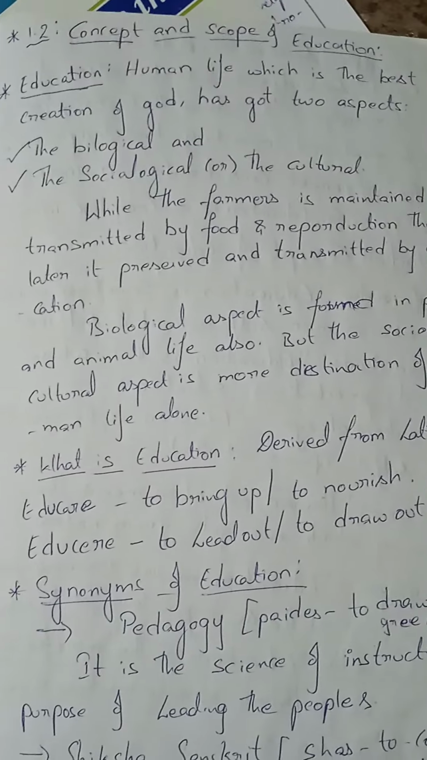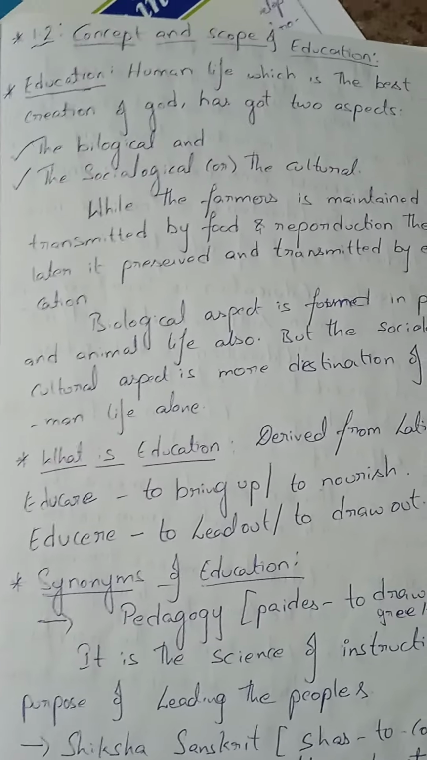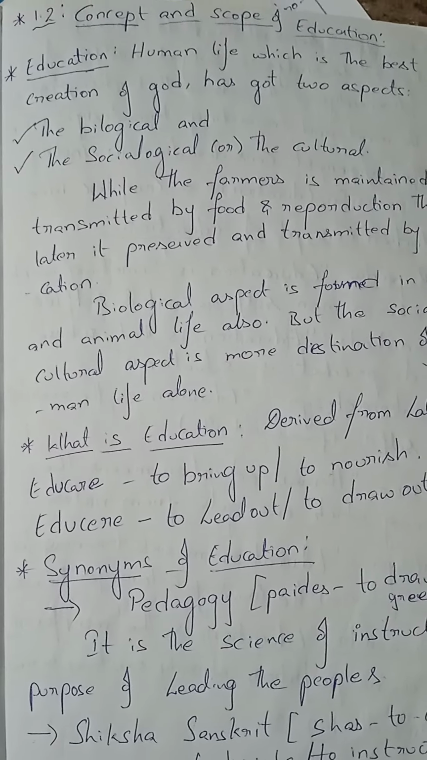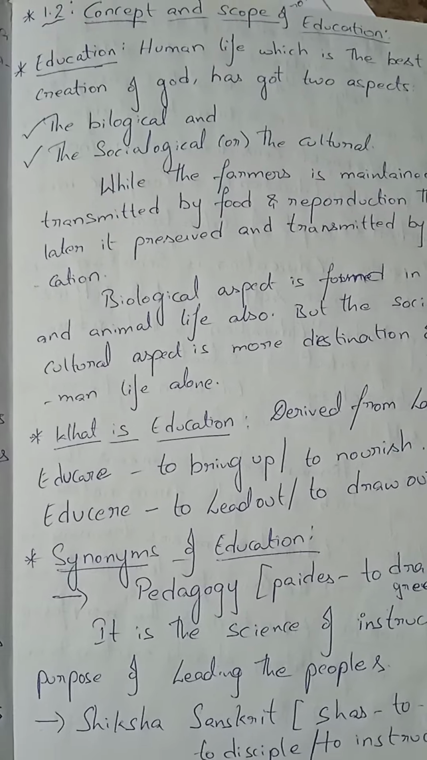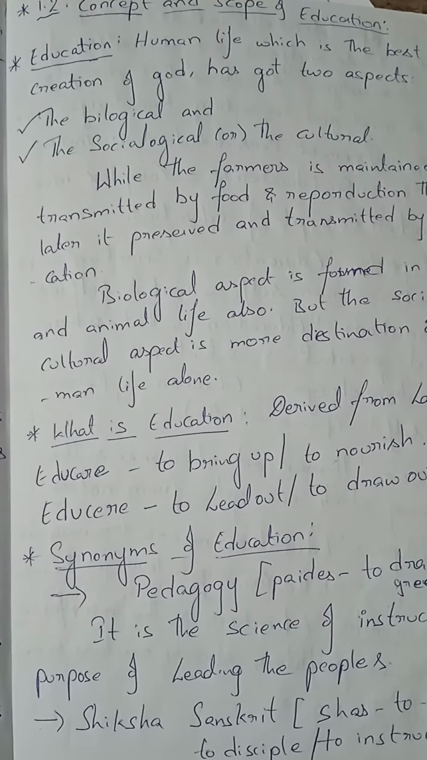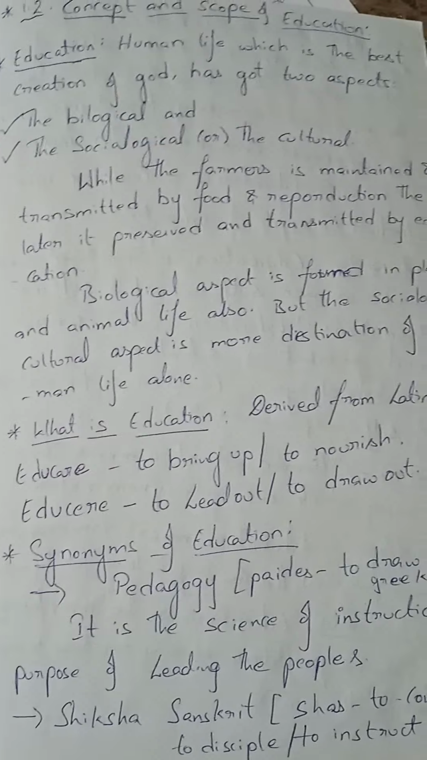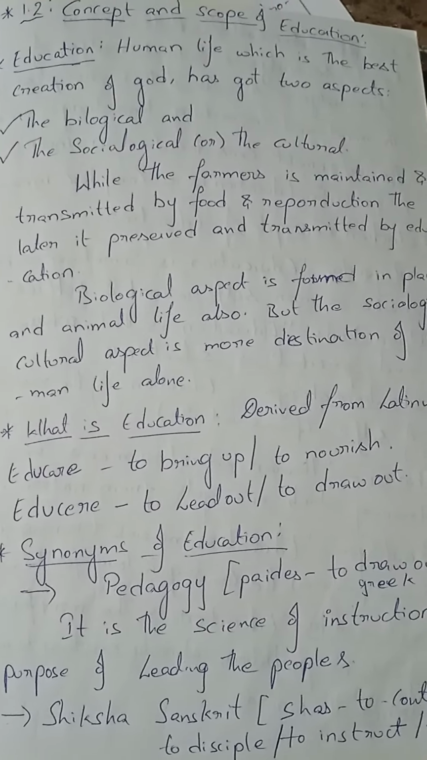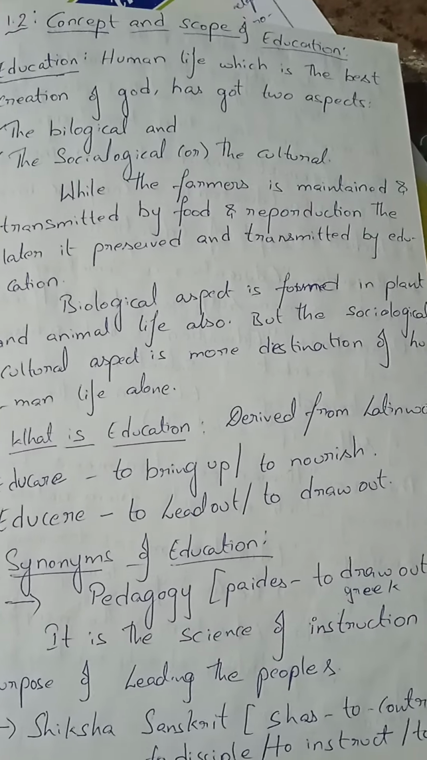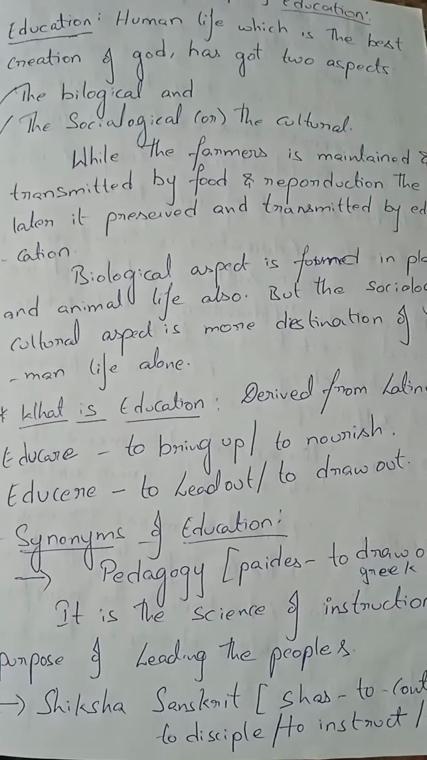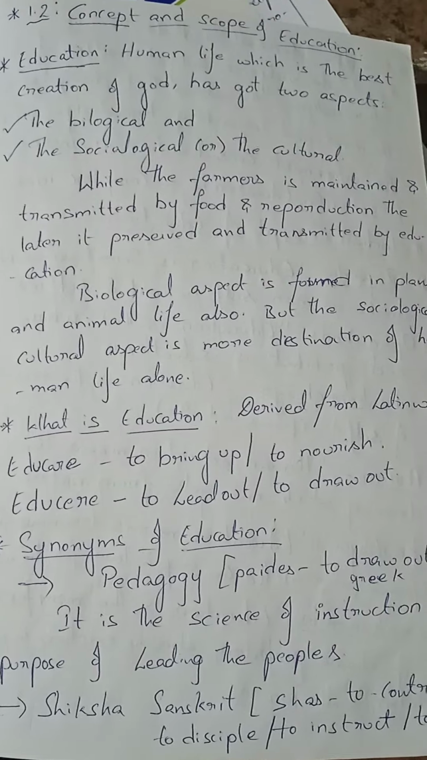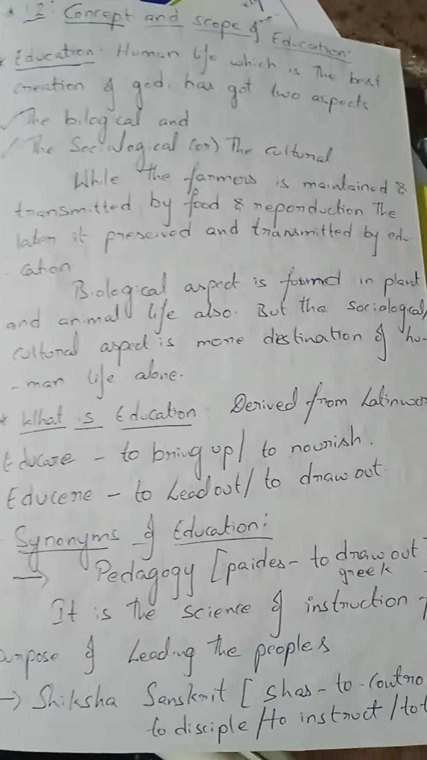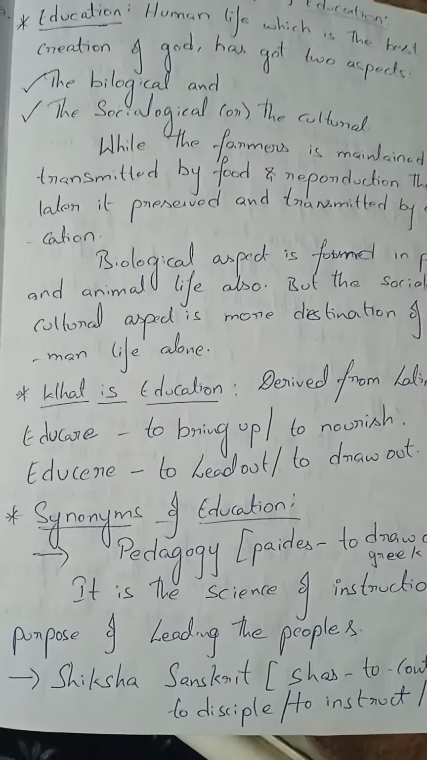Now we will see the concept and scope of education. Education means human life, which is the best creation of God, has got two aspects, namely the biological and the sociological or the cultural. While the former is maintained and transmitted by food and reproduction, the latter is preserved and transmitted by education. Biological aspect is found in plant and animal life also, but the sociological cultural aspect is distinct to human life alone. What is education?